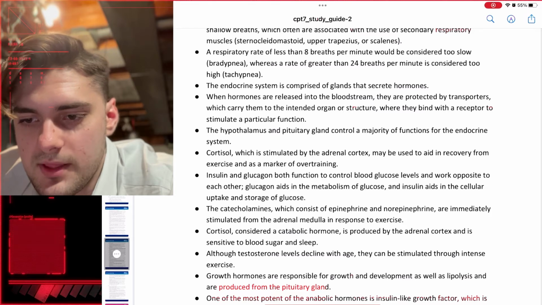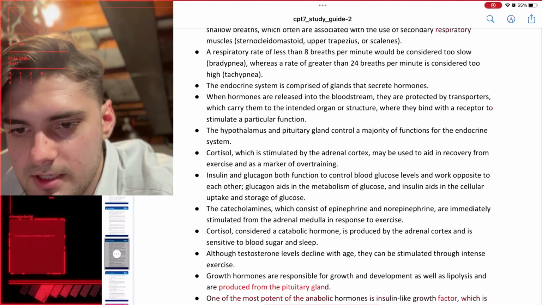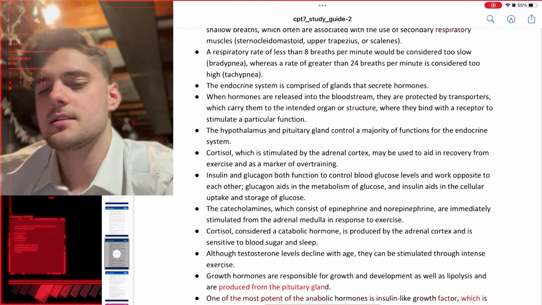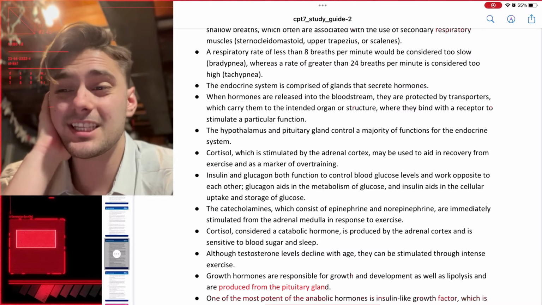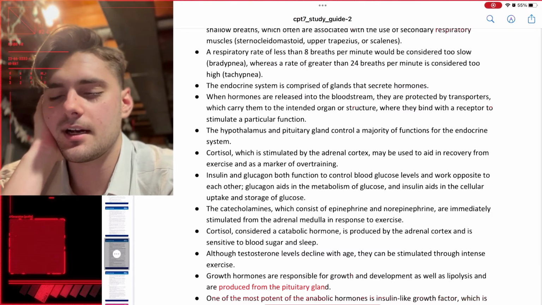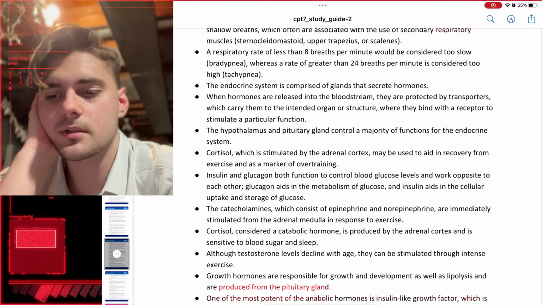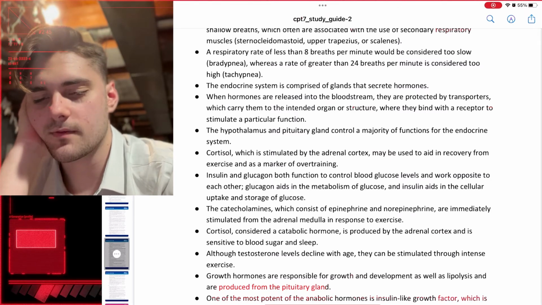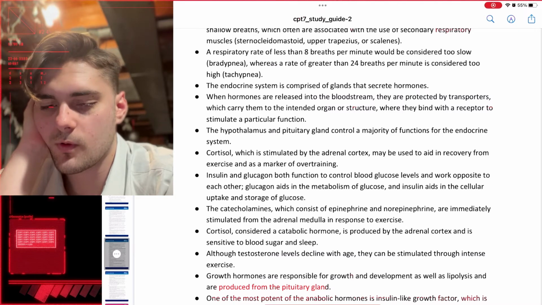Cortisol, which is stimulated by the adrenal cortex, may be used to aid in the recovery of exercise and as a marker of overtraining. Cortisol, I think that is a key thing to know. I do believe that. I've heard that. And let's say it again. Cortisol may be used to aid in recovery from exercise and as a marker of overtraining. So cortisol can be used as a marker for overtraining.